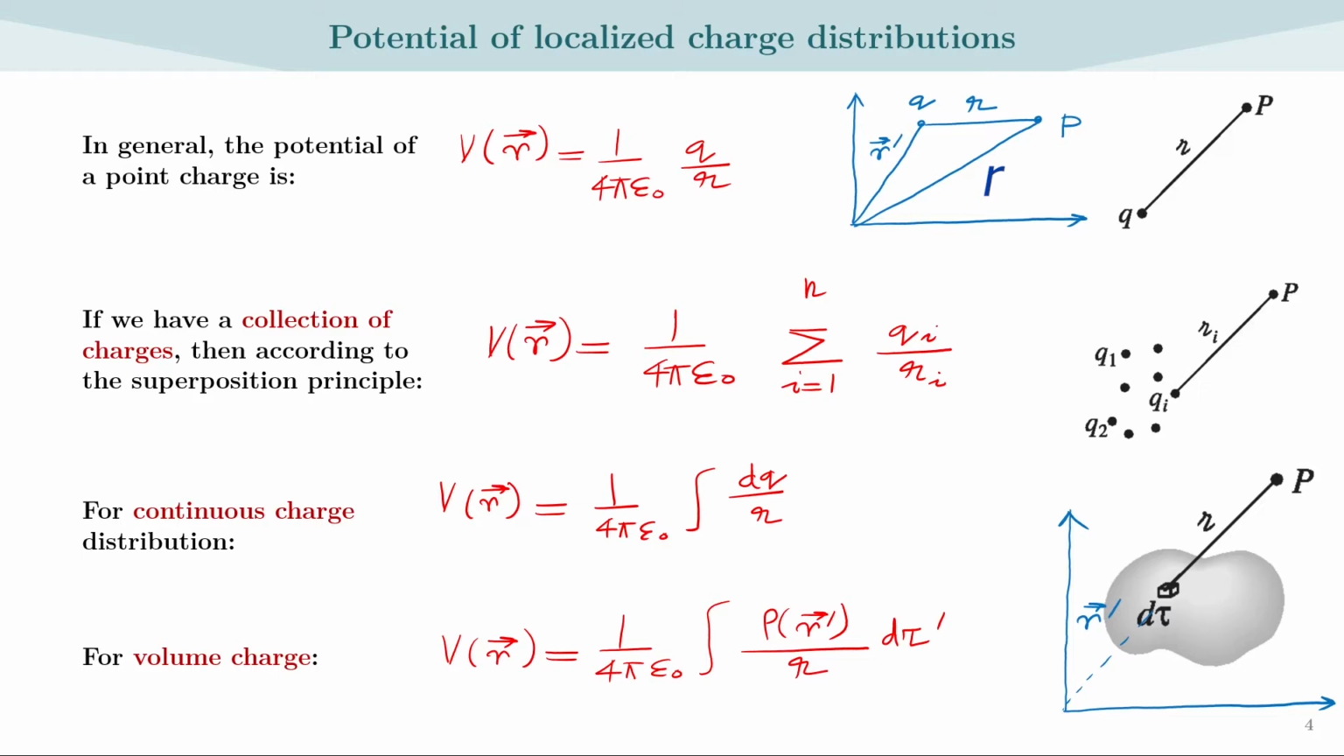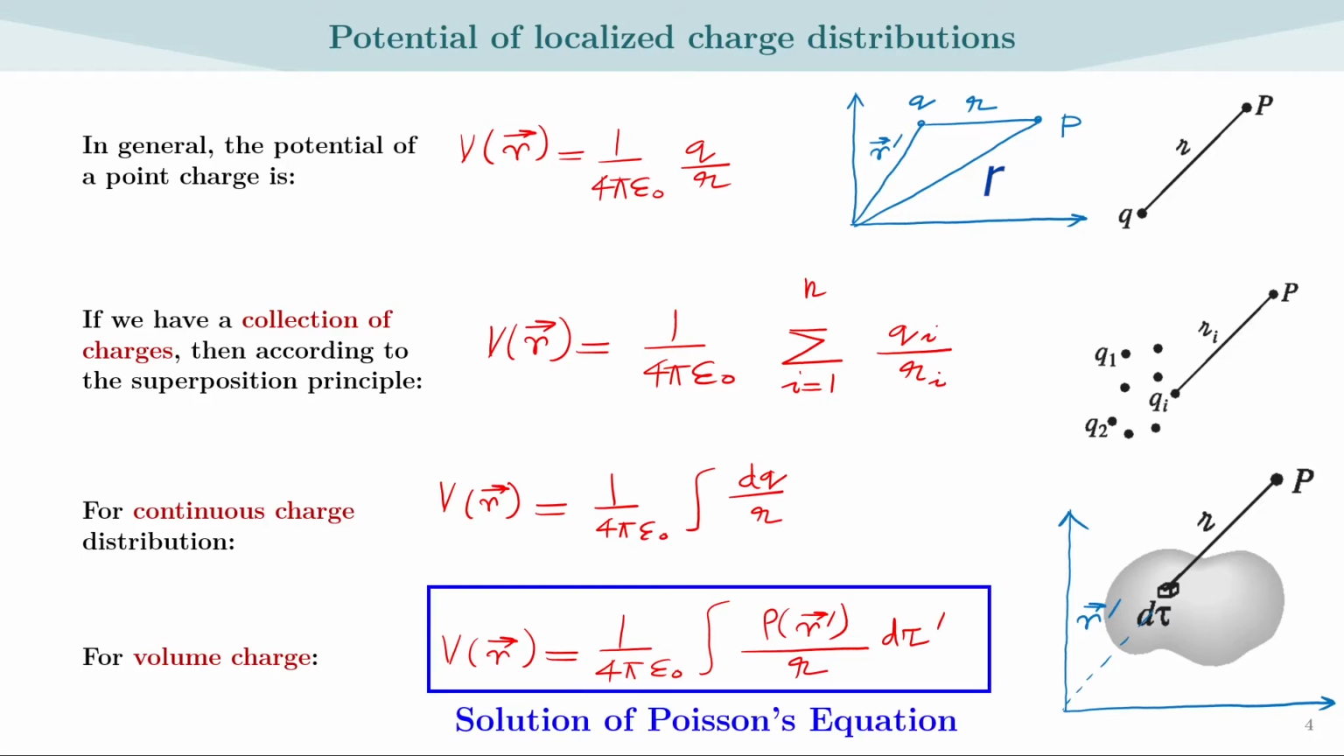That is, if we know rho, we can use this expression to compute potential, and from here we can calculate the electric field using E equals negative of del V. And therefore, this equation in general can be considered as a solution of the Poisson's equation for a localized charge distribution.